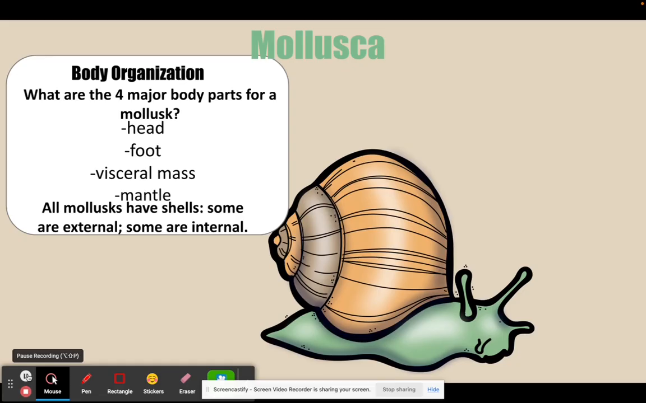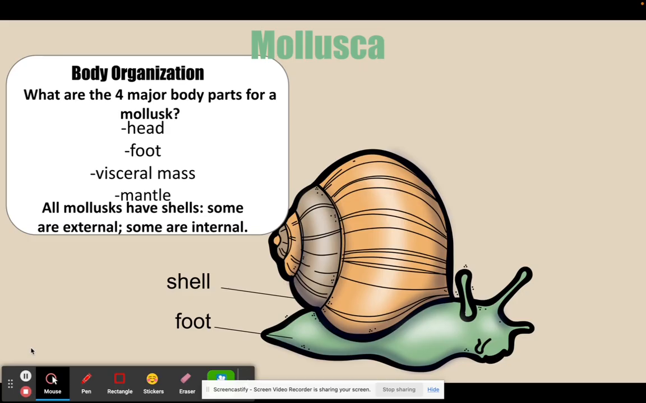So all mollusks have shells. Some are external, like the snails and clams that you can see, and some are internal. You might be wondering, an octopus and a squid don't have a shell, but theirs is actually found internally. So go ahead and label your diagram there.